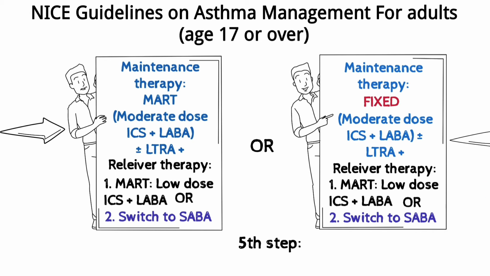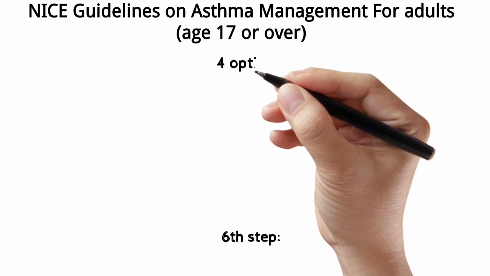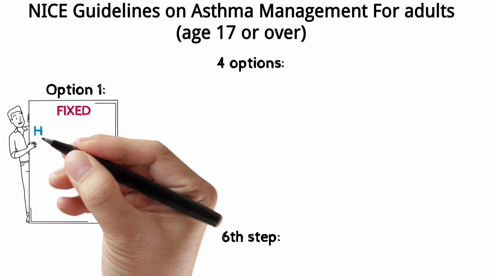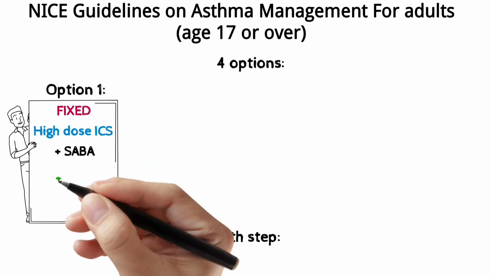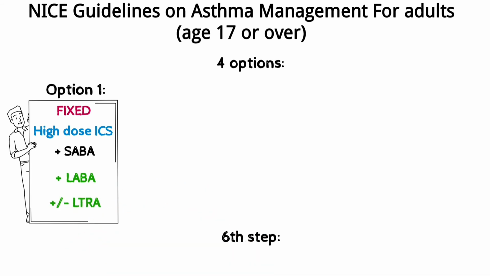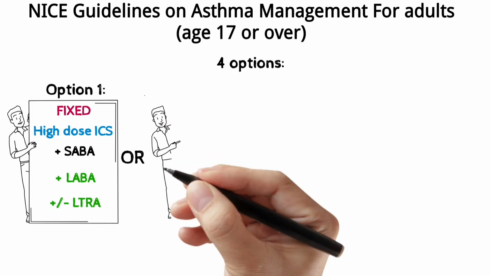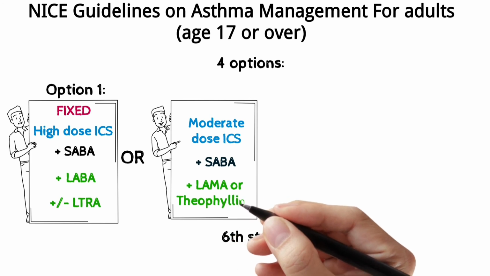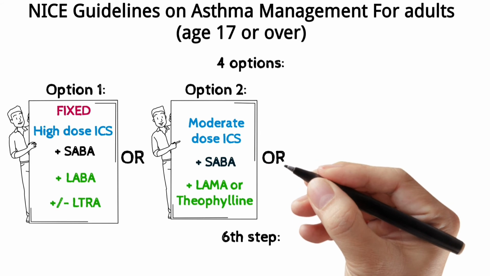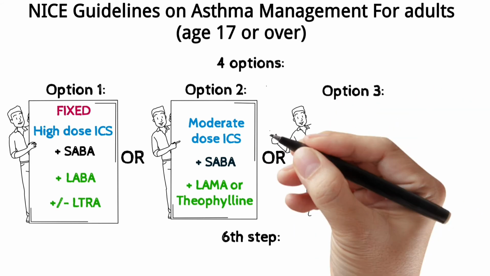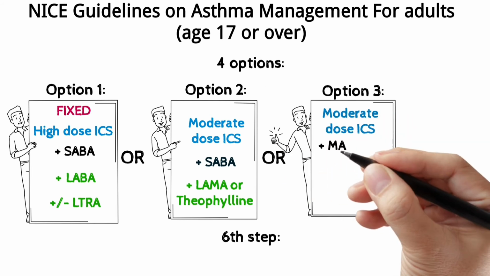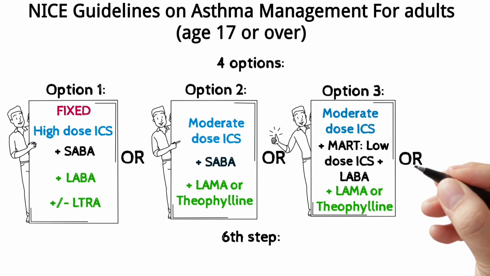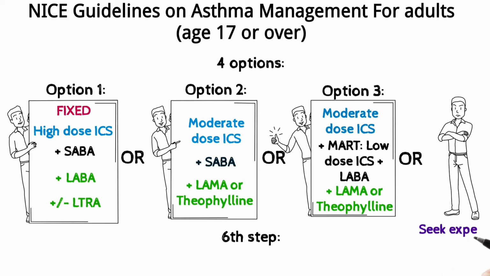If asthma is not yet controlled over 4 to 8 weeks after the fifth step, we go to sixth step. At sixth step, we have 4 options. In option 1, we may give fixed high dose ICS with SABA, with LABA, and LTRA as an option. Or as option 2, we may give the patient moderate dose ICS with SABA, with LAMA or theophylline. Or as option 3, we can give the patient moderate dose ICS with MART regimen that contains low dose ICS and LABA with LAMA or theophylline. Or we may go to the fourth option, that is seeking expert advice.